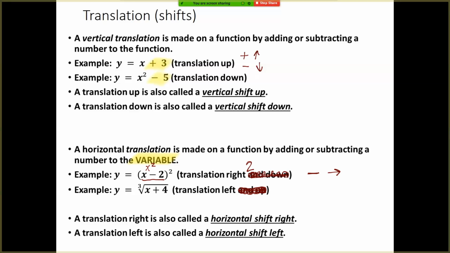The second one, we have a cube root. Again, the plus 4 is put in there with the x. It's not hanging out at the end. It's underneath that cube root with the x. That's a translation to the left. So a positive actually moves you to the left. So kind of opposite on the inside of what we normally think. And again, translation to the right is called a horizontal shift right. Translation left or shift left can also be called a horizontal shift to the left.